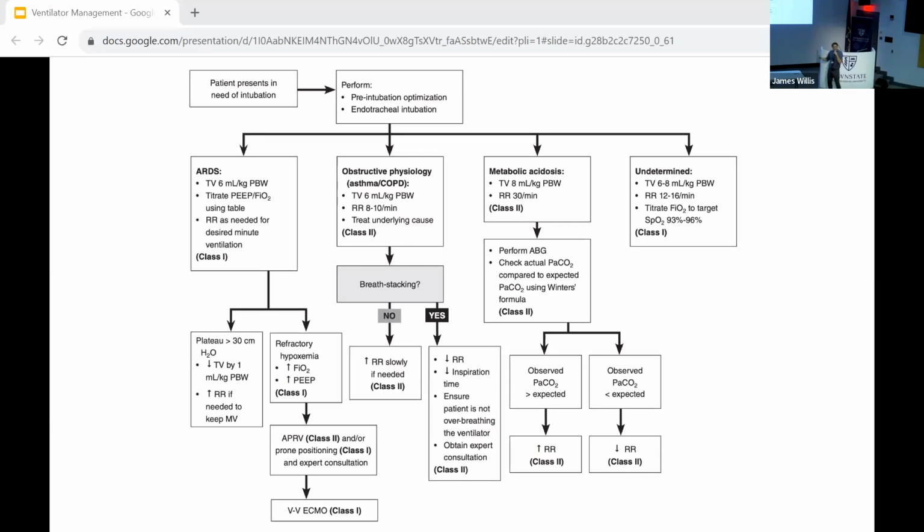This is a really nice algorithm for just what to do and how to approach picking your ventilator. So you intubated your patient, you did everything perfectly, intubated. Patient looks like you intubated them for hypoxemic respiratory failure.